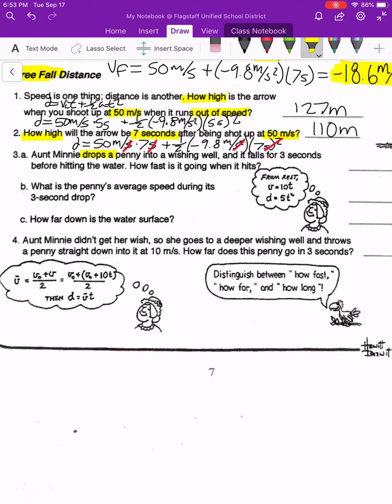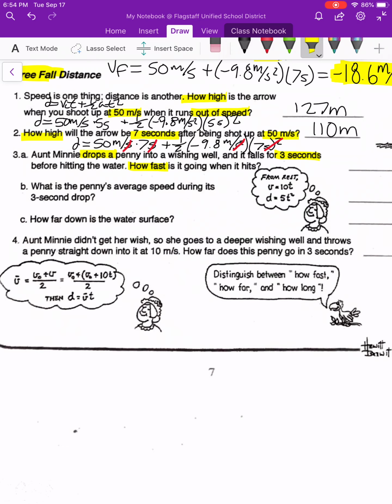What does that indicate? Well, to me, when you drop something, you're not throwing it downwards. You're not giving it an initial velocity. So to me, that means an initial velocity should be 0. Okay? It falls for 3 seconds. That's time, right? 3 seconds is time. So we have VI and we have time. We want to know how fast. That's V final.